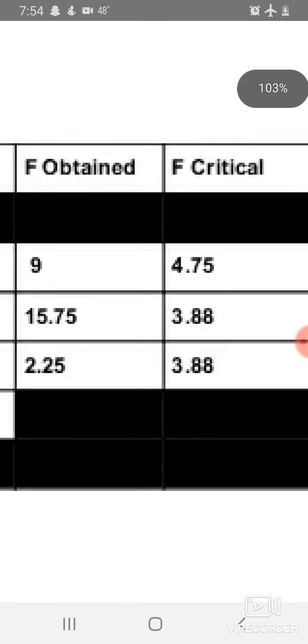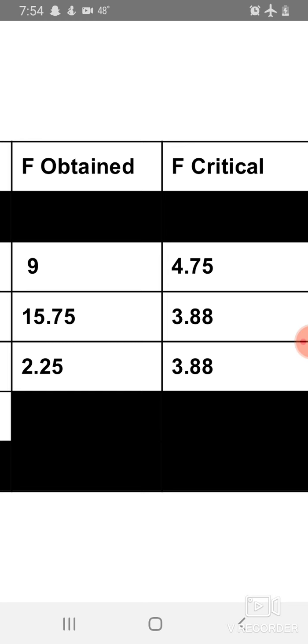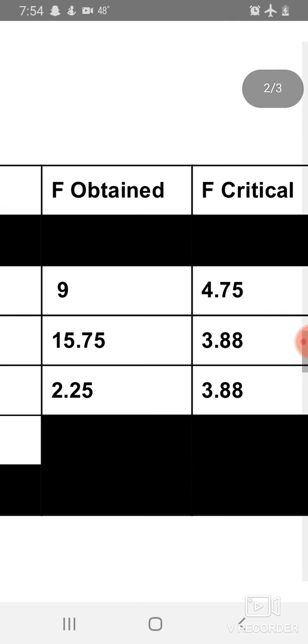Now you can look at these values and see what's significant. 9 is greater than 4.75, so factor A has a significant effect. 15.75 is greater than 3.88, so factor B has a significant effect. 2.25 is less than 3.88, so the interaction effect is not significant.